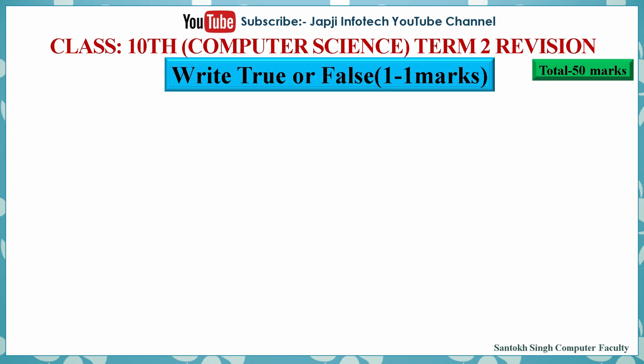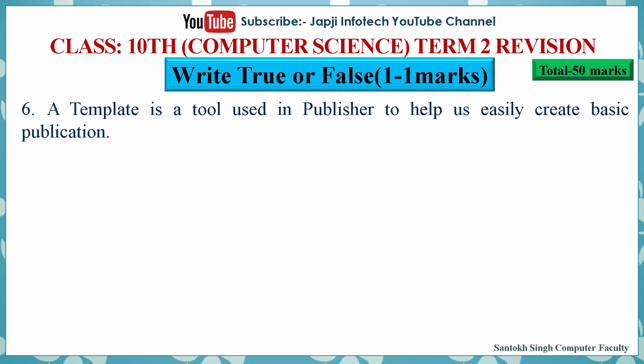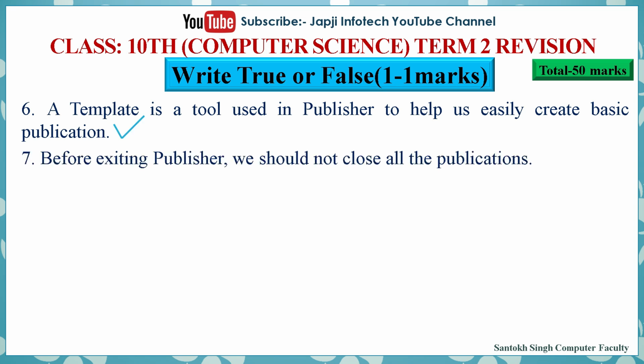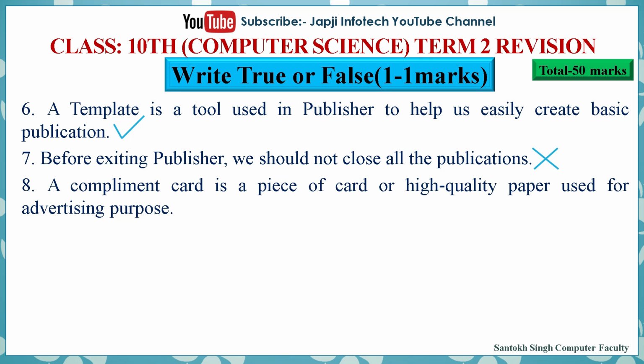True. Sixth one is a template is a tool used in Publisher to help us easily create basic publication. True. Seventh one is before exiting Publisher, we should not close all the publication. False. Eighth one is a compliment card is a piece of card or high quality paper used for advertising purpose.